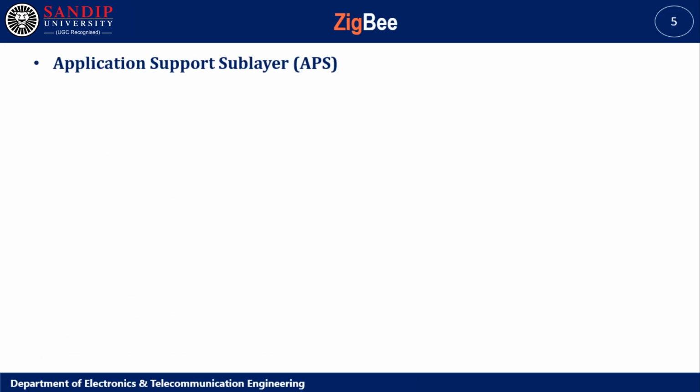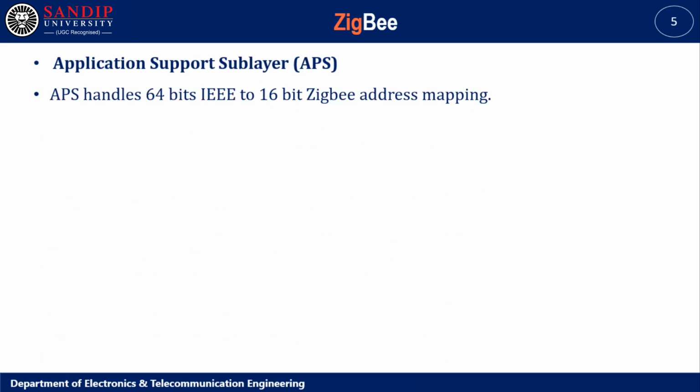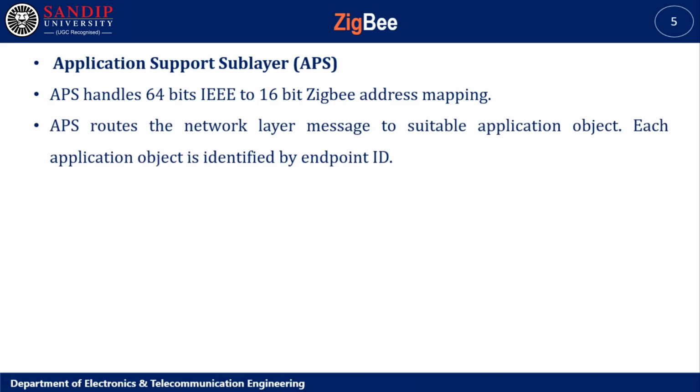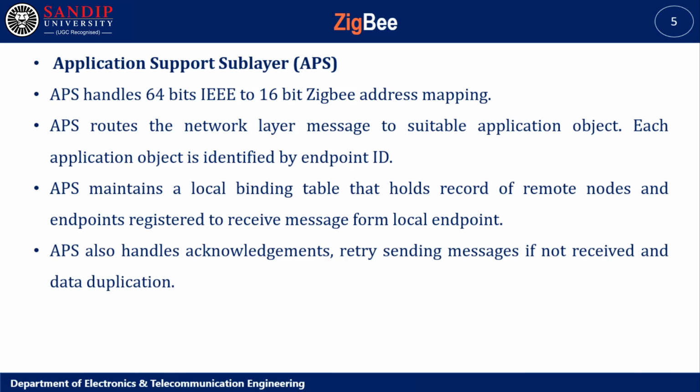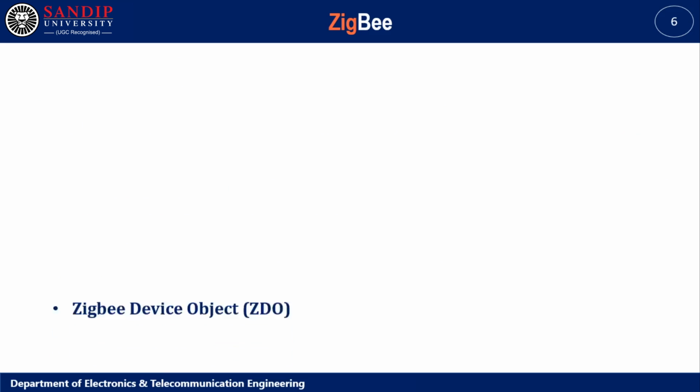Application support sublayer, that is APS. APS handles 64 bits IEEE to 16-bit ZigBee address mapping. APS routes the network layer message to suitable application object. Each application object is identified by endpoint ID. APS maintains a local binding table that holds record of remote nodes and endpoints registered to receive message from local endpoint. APS also handles acknowledgement, retry sending messages if not received, and data duplication.